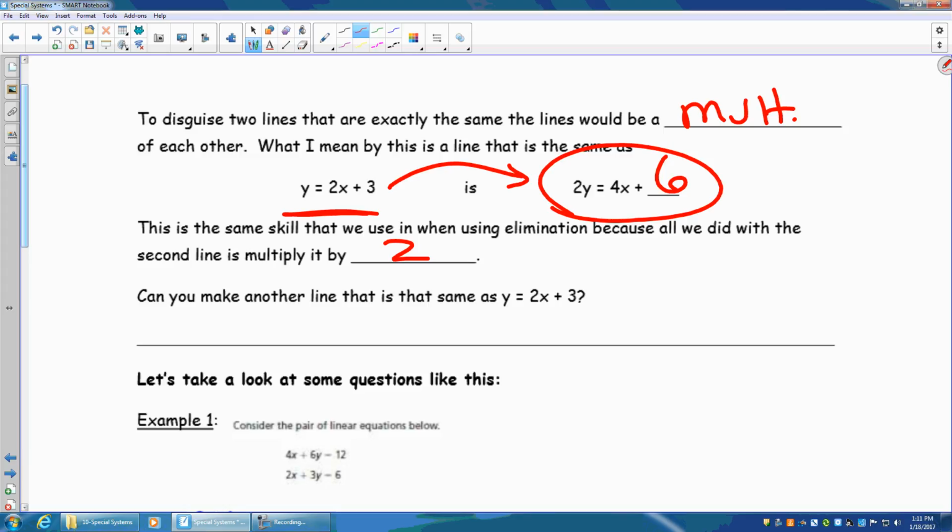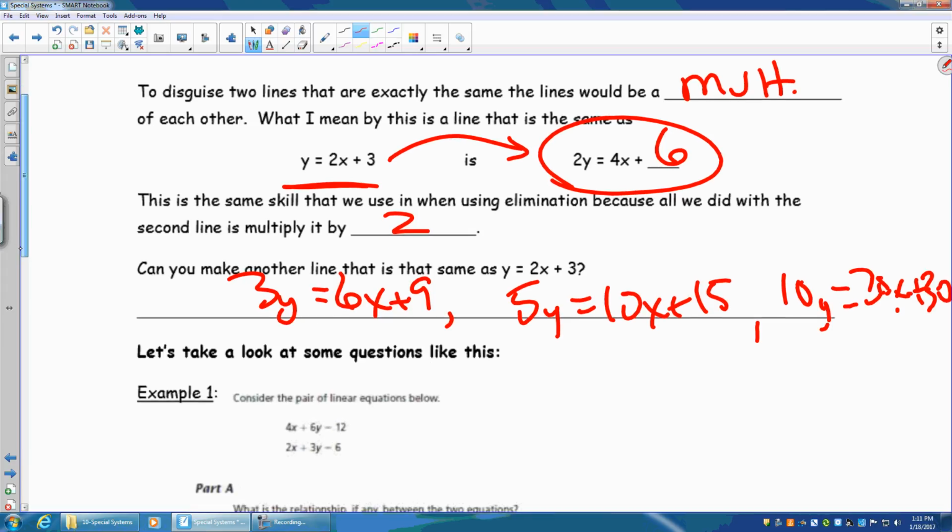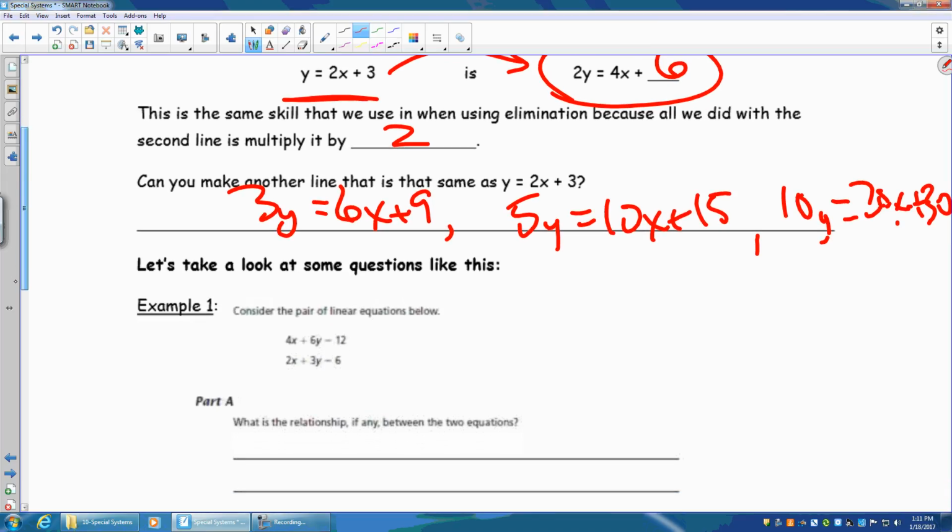All right, so hopefully that was enough time. Another one that pops in my head is 3y is equal to 6x plus 9. You could do 5y is equal to 10x plus 5 times 3 is 15. You could even do tens. 10y is equal to 20x plus 30. Obviously, I can't check all of yours, but hopefully you were able to follow directions pretty easily there and just multiply every single thing by a number.